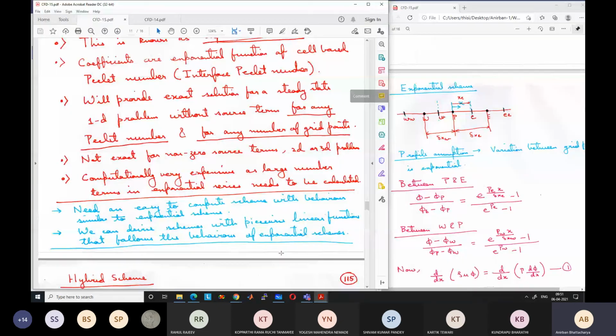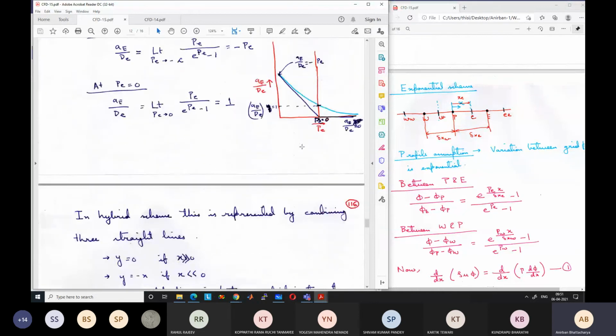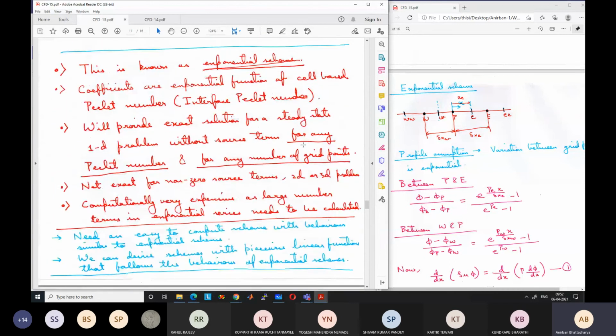So this we are going to study in the next class. Two schemes we will see: one is known as the hybrid scheme, and one is known as the power law scheme. Those are much more accurate. Not as accurate as the exponential scheme, but almost as accurate. There is a very small difference, but they are significantly faster.